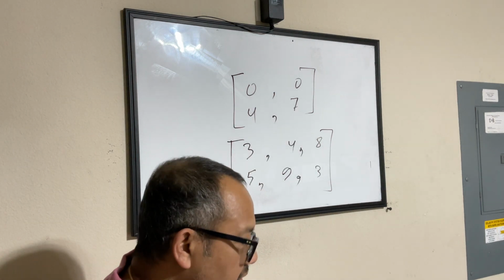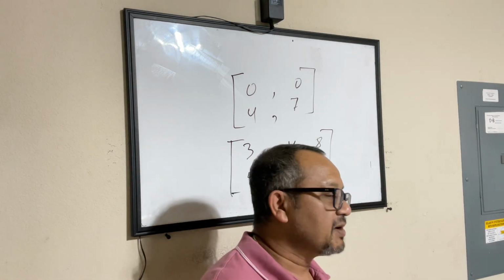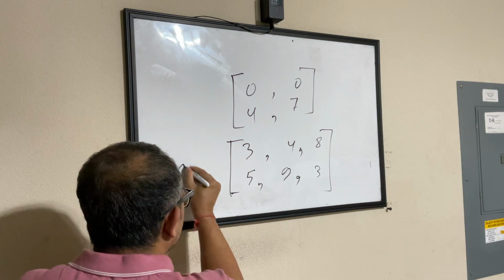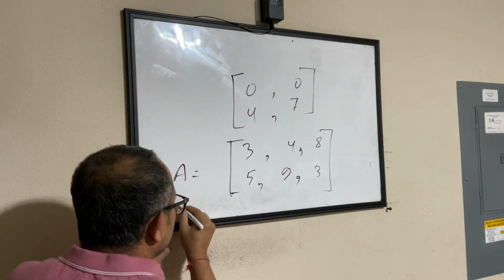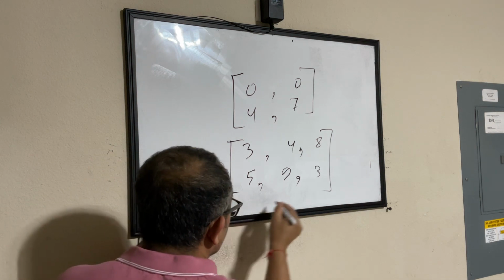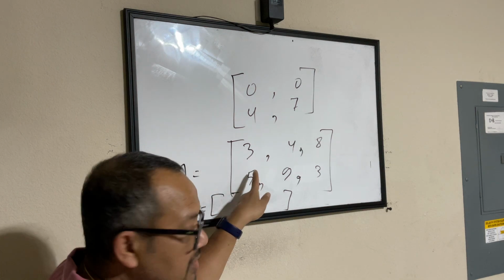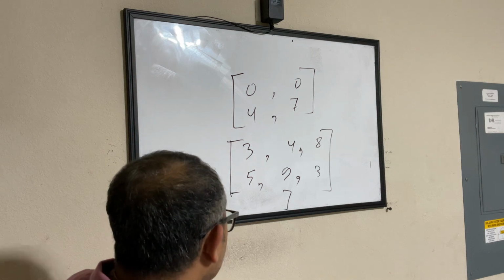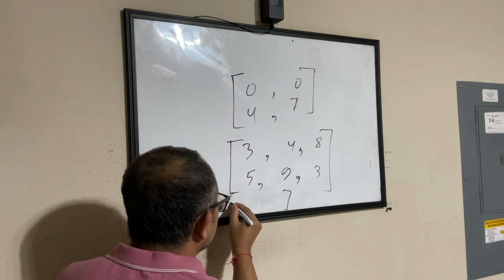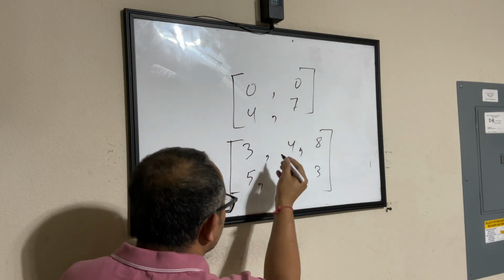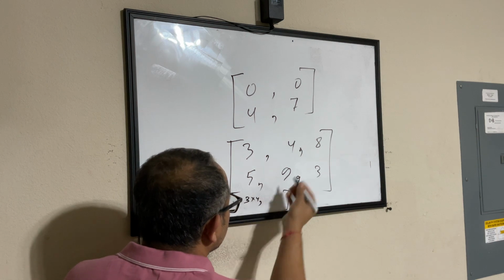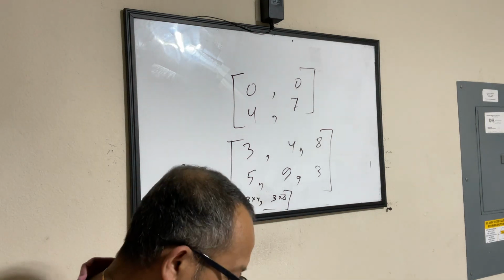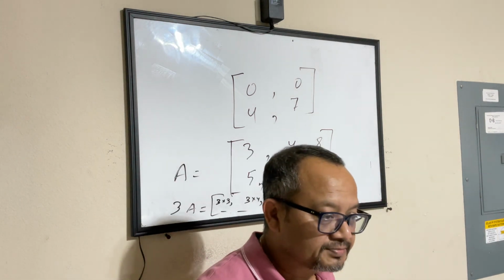Then we learned about what we mean by multiplying a matrix with a scalar. If you have, let's say, a matrix called A equal to this, and you have to find out 3A, what you will do is multiply each and every term of the matrix with this number 3. So this becomes 3 into 3, this is your first term, then 3 into 4, that becomes your second term, 3 into 8 becomes your third one, and you go on that way, right?